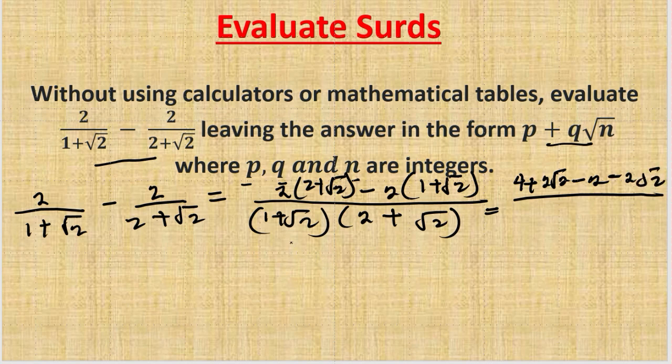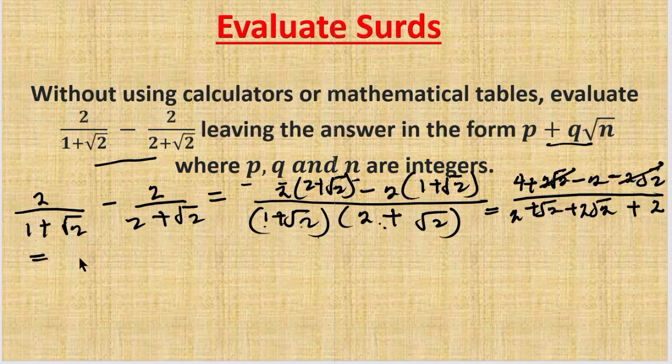Now let's expand the bottom. We'll use 1 first to multiply everything in here, then we'll use root 2 to multiply everything in here. So I have 1 times 2, that's 2, plus root 2, then root 2 to multiply everything in here, that will be plus 2 root 2 and plus root 2 times root 2, obviously that's 2. So at the top, or at the numerator, root 2 plus 2 root 2 minus 2 root 2, that's 0.